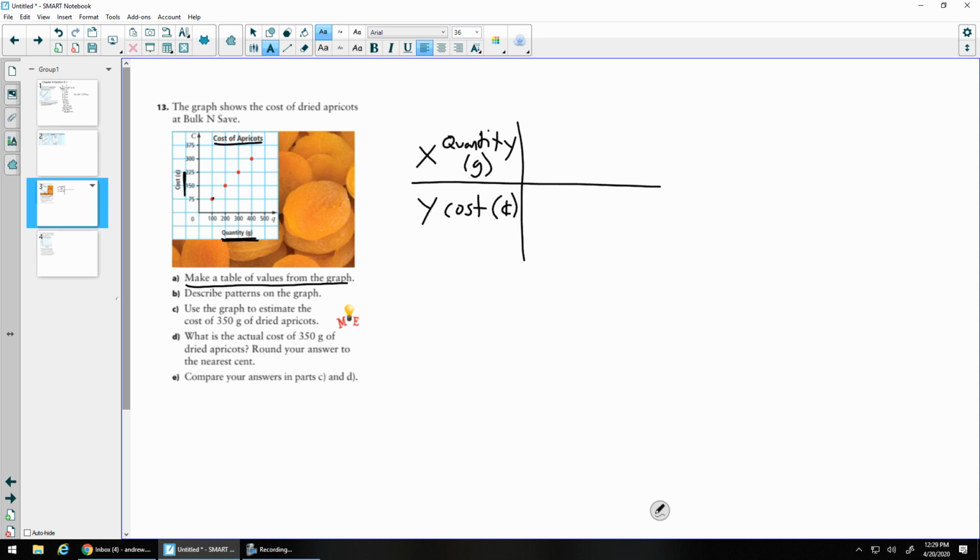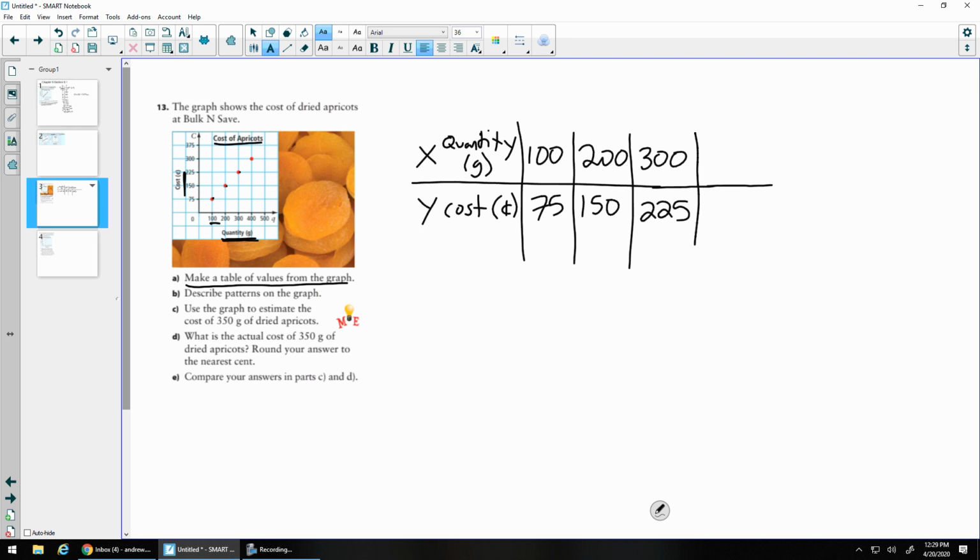Okay, now we look at our points. So we look at this first point. Well, the x value is 100. So for 100 grams, you are paying 75 cents. Then for 200 grams, the next point, you're paying 150 cents. And then for 300 grams, you're paying 225. And then for 400 grams, you're paying 300 cents. Okay, and here's our table of values.